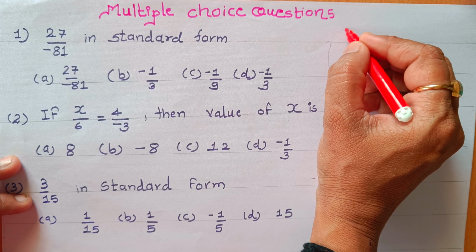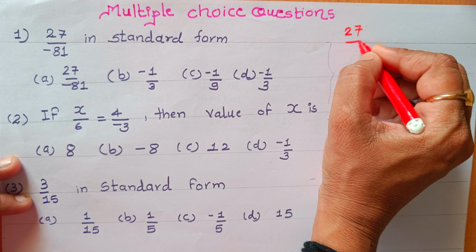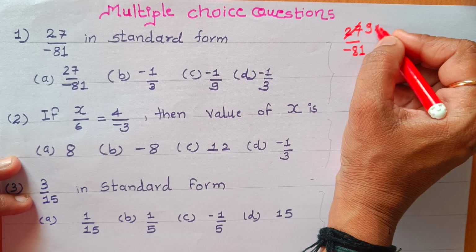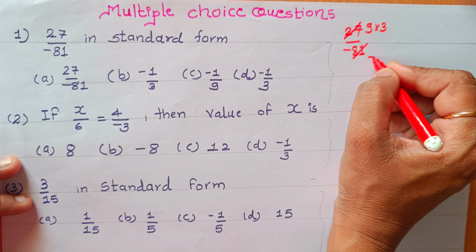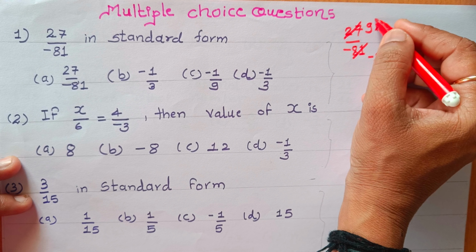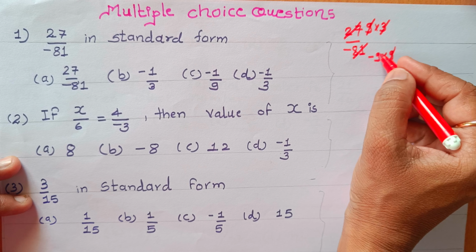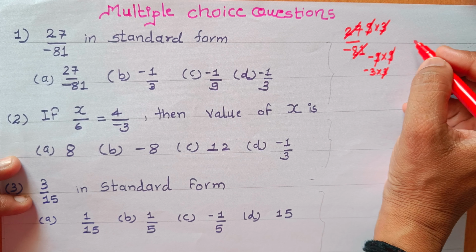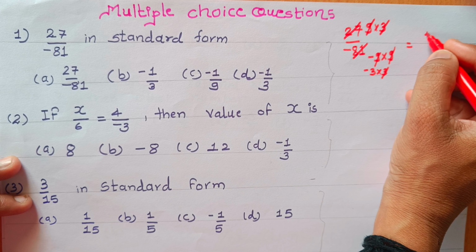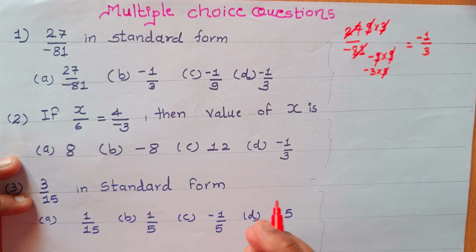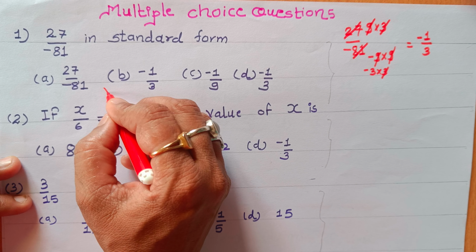Here, we solve this problem. 27 divided by minus 81. 9 3s are 27, and 9 9s are 81. 9 9 cut. 3 3 the, 9 is equal to 1 by minus 3, minus 1 by 3. So our answer is minus 1 by 3.